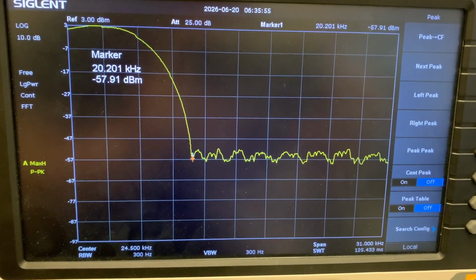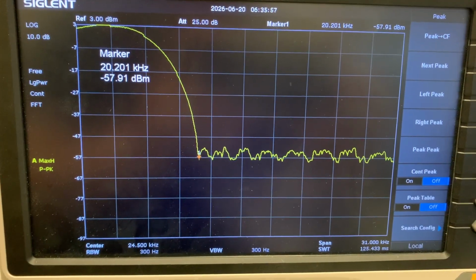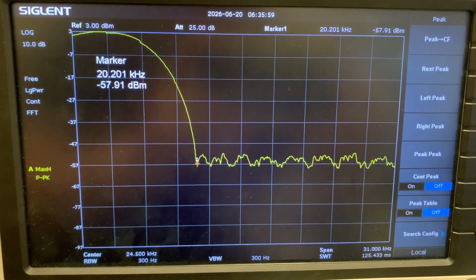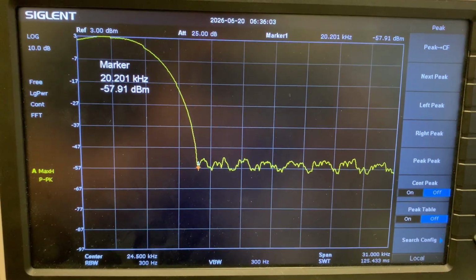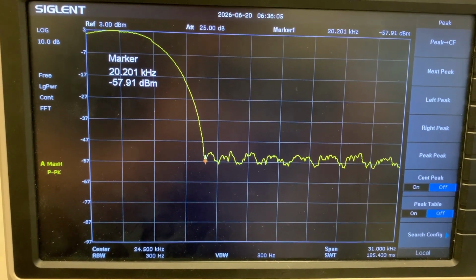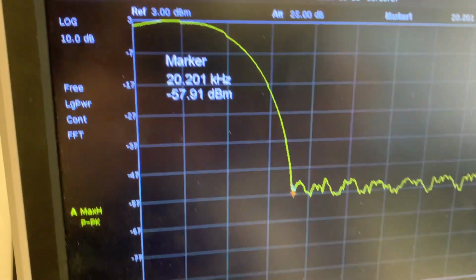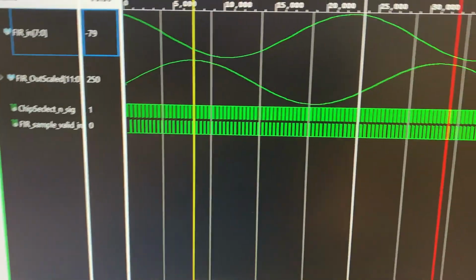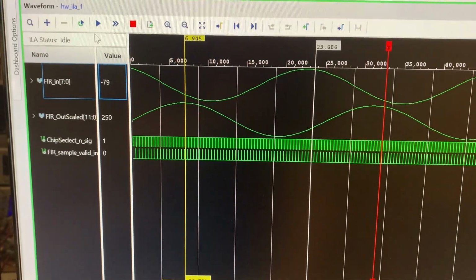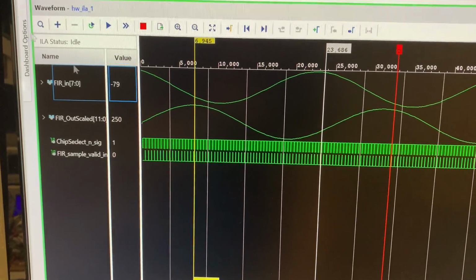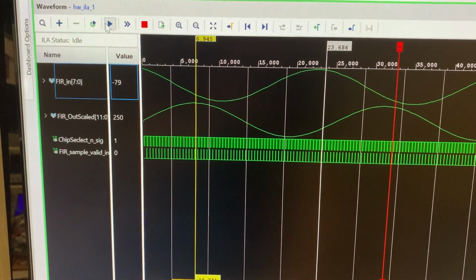The other thing I want to share with you, since everything is connected together, is my ILA on the FPGA. We'll run the ILA and look at the inputs and the output of the filter at the same time, how they look. Let's take a look. So this is my ILA. I'm going to run it again. Now it stopped, but just trigger.